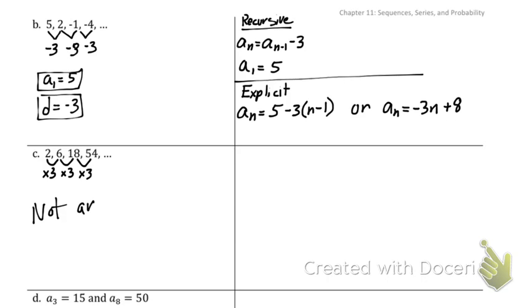arithmetic. Not arithmetic. You cannot multiply. Has to be adding or subtracting. So that's your answer to this one. So if I give you a long, big section to fill out, don't feel completely ashamed of writing not arithmetic, because that is our answer right now. Okay, so we have that big blank, but the answer is not arithmetic.